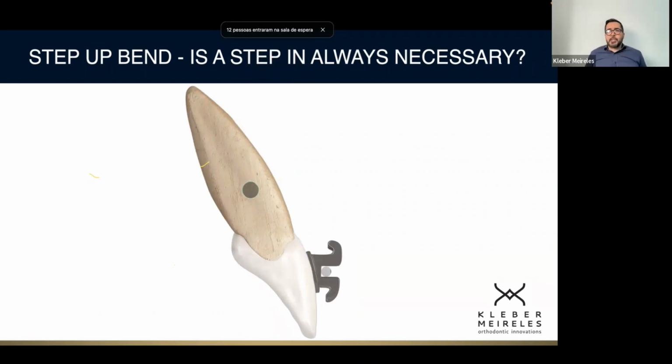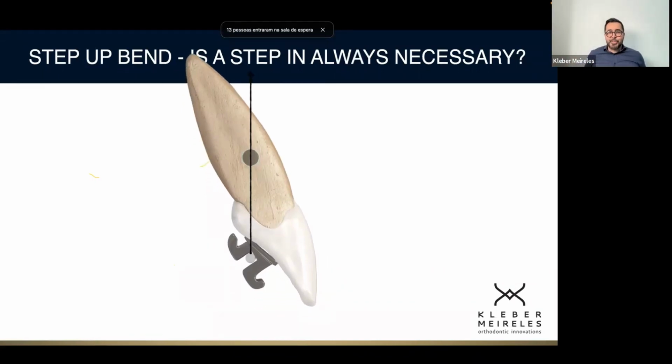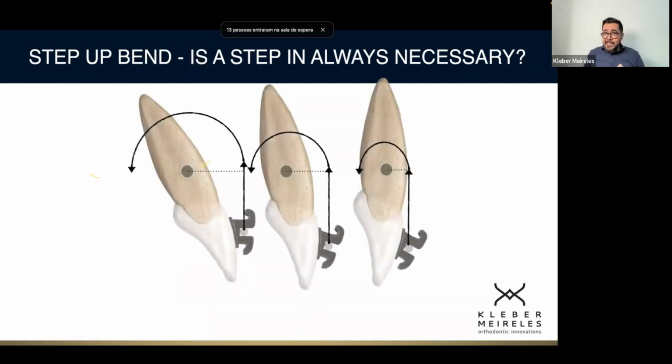How is that possible? Well, something like this. When we do the lingual arch technique, we don't need to do that because the line of action of the force will coincide with the center of resistance in such situation. Of course, this is a specific situation, okay? So we need to think about the line of action and the distance between the line of action and the center of resistance.